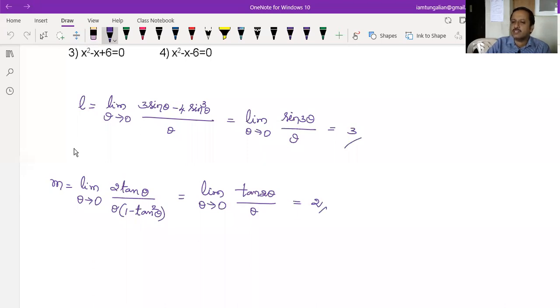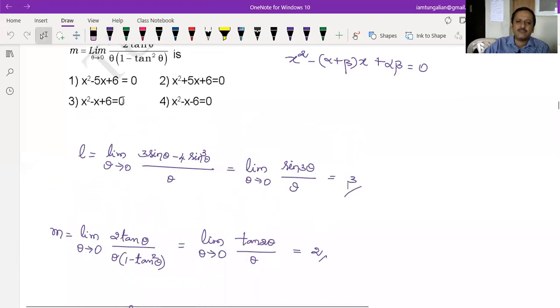We want a quadratic equation whose roots are 3 and 2. That is nothing but x square minus 5x plus 6 is equal to 0, which is the first option.